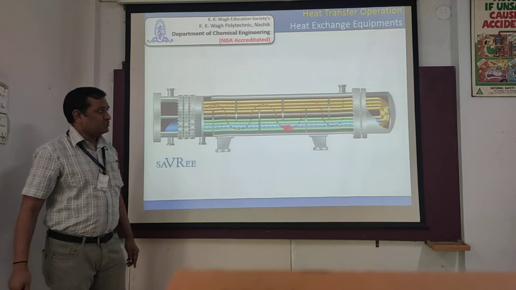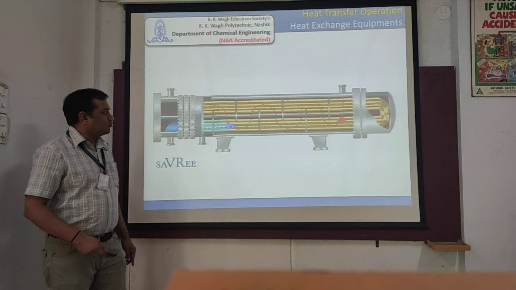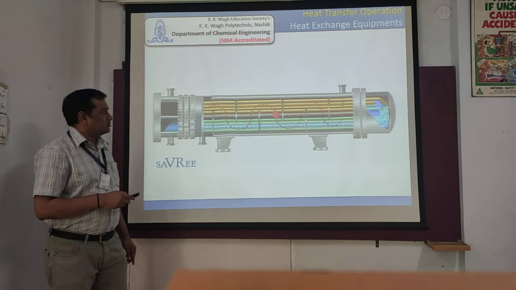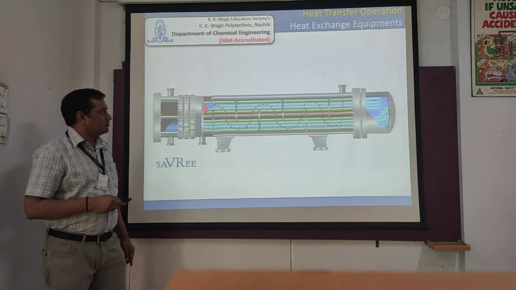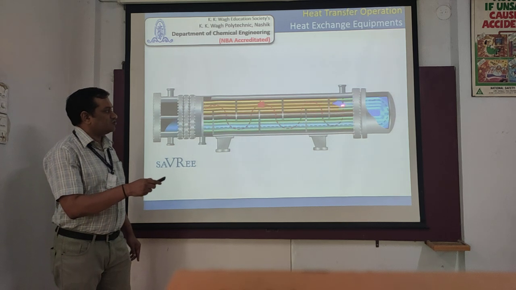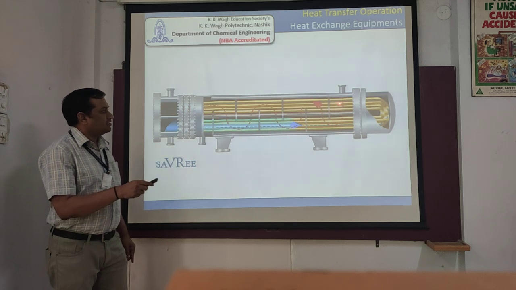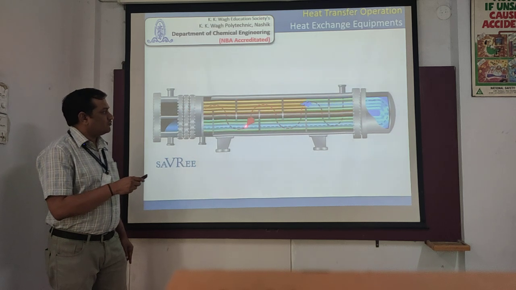So this diagram can easily give you the idea of how the fluid is flowing. You can observe this red and blue line. This blue line is the tube side fluid passing through the heat exchanger like this, and this is the hot fluid passing through the baffles like this.